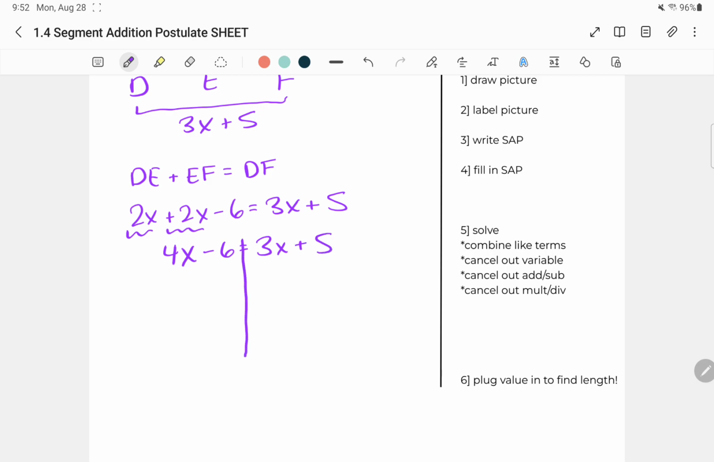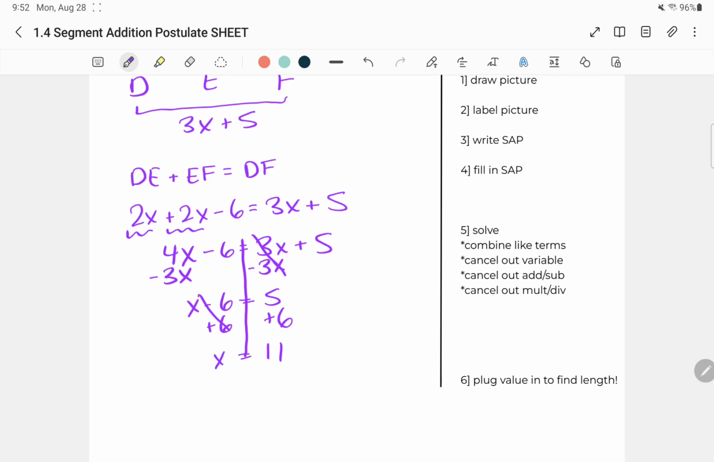So then I'm going to draw my line, and I'm going to cancel out the variable. I'm going to choose 3x to cancel out. I'm going to do the opposite to both sides. That gives me x minus 6. These cancel out, and I got 5 over here. And now the opposite of minus 6 is plus 6. And I got x equals 11.